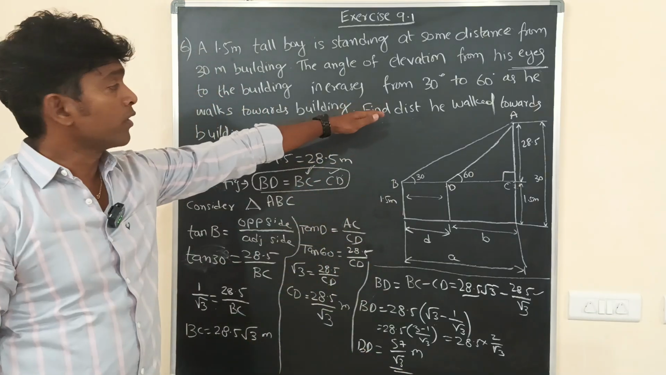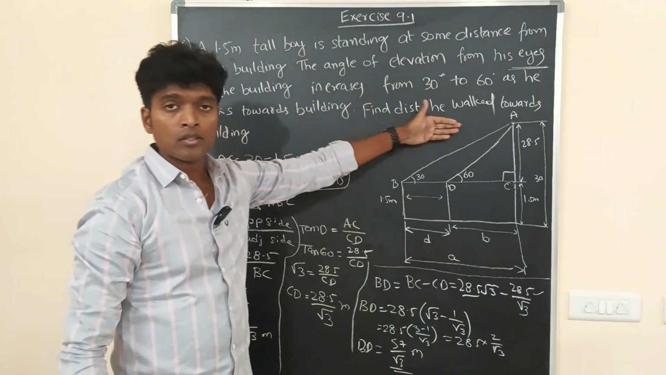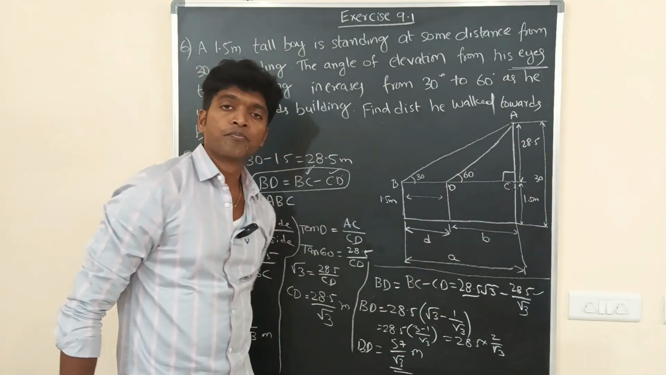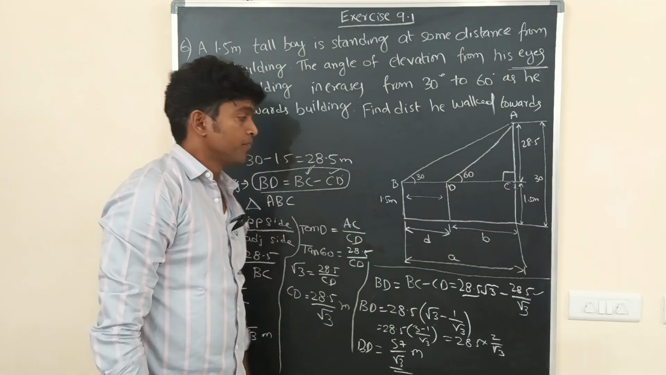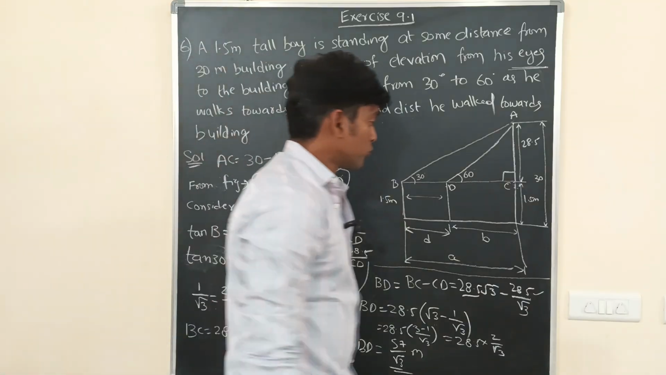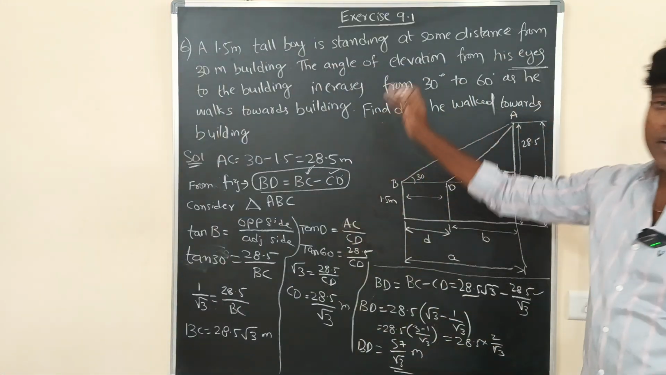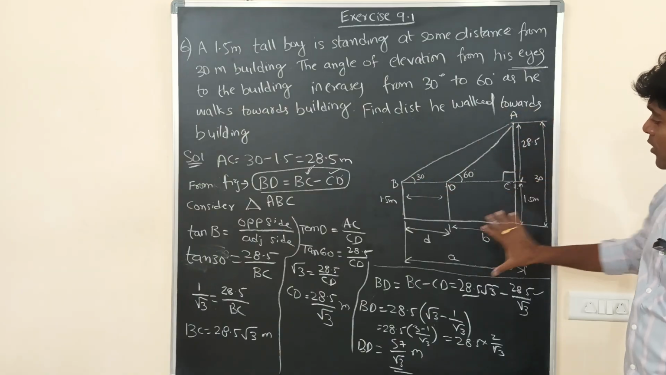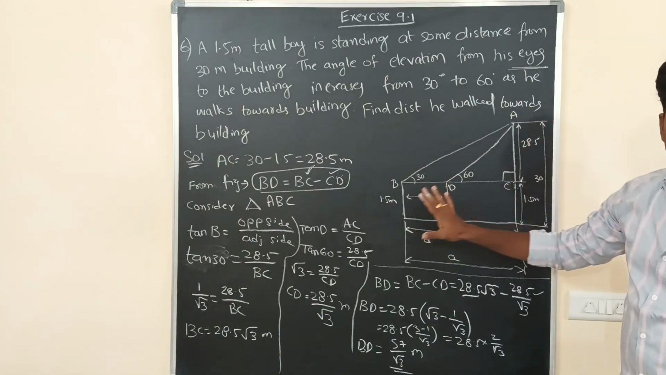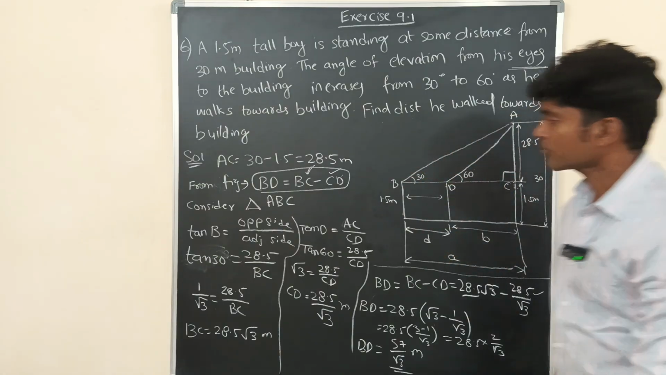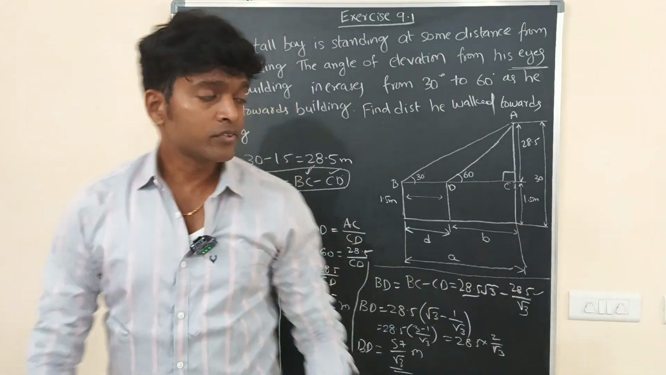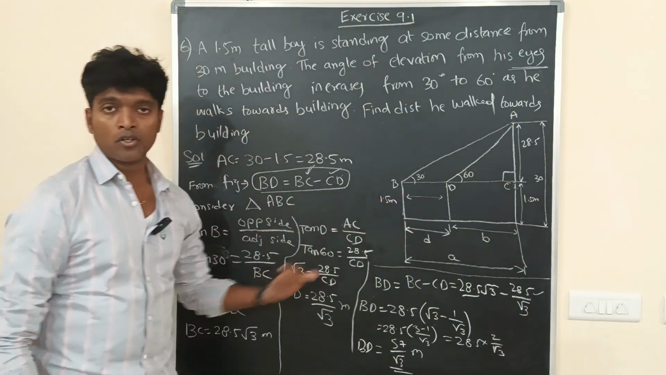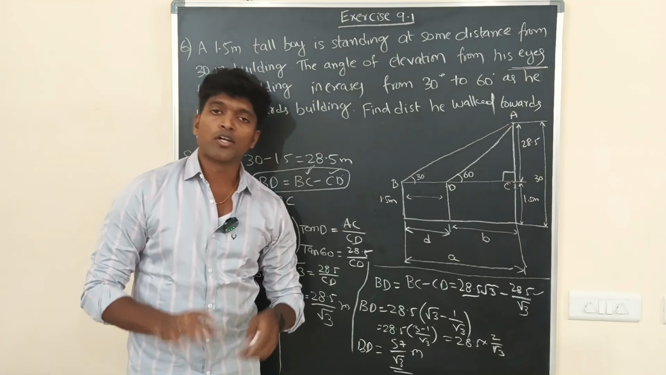Hence, the boy walked around 57 by root 3 meters towards the building. That is the answer. I think you all understood this one. Very simple thing, very interesting thing. Only thing is we have to find how to draw the diagram for this question. Only thing is we have to find the ratios which should be used in this one. Okay. I think you all understood this one.